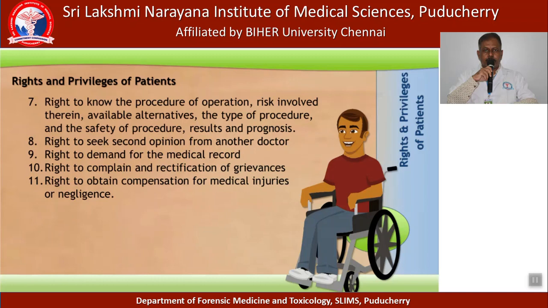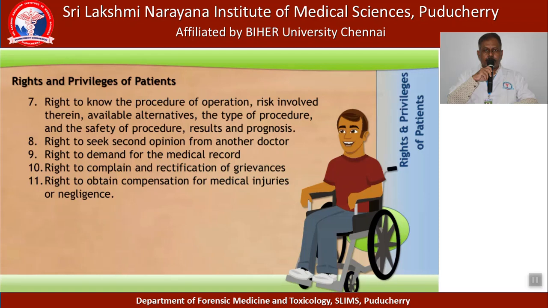Rights and privileges of the patients: right to know the procedure and operation. The next point has been mentioned. He should know which kind of operation, like a tubectomy, bilateral tubectomy, whether it is a laparotomy or endoscopy, or vaginal, which way the procedure is done, the risk involved therein, available alternatives and type of procedure, like general anesthesia or local anesthesia, or safety of the procedure, result and prognosis.